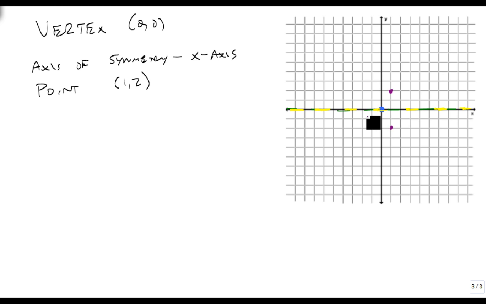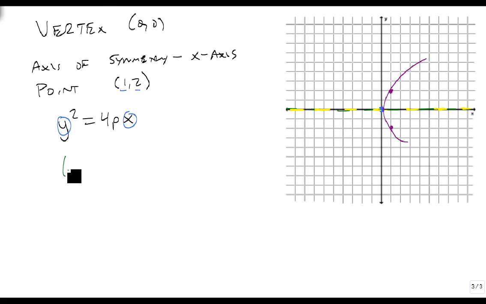But what we know now is that this is opening up to the right. We know that it's going to be looking something like this. So we know that this is a y squared equals 4px equation. We know the 4 is positive because it's opening to the right. And so what we're going to do is, since we know a y and an x, we're just going to plug those in.